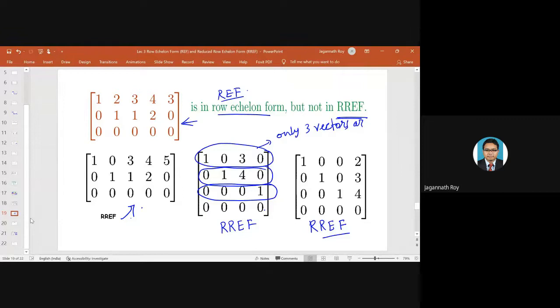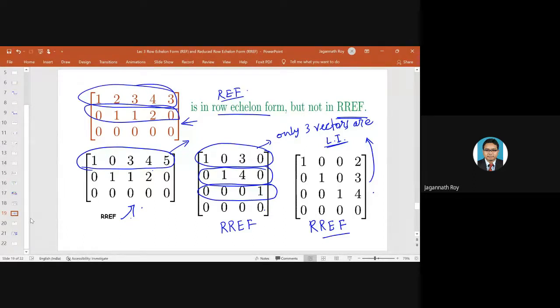that are linearly independent. In this case also, same here. Only 3 vectors. But here only 2 vectors. These 2 non-zero vectors in the RREF or in the REF are linearly independent. Are you getting the point? Yes, sir. Okay, so if you have doubt, you can again ask me.